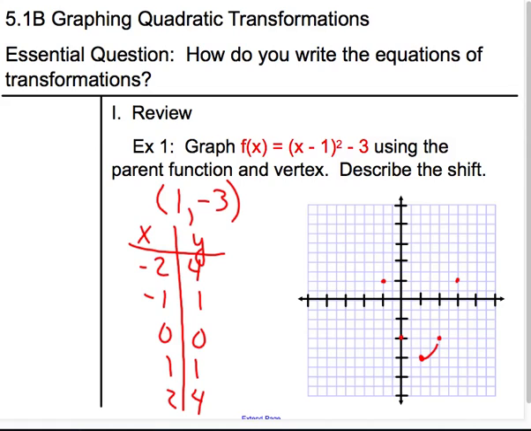Make sure when you're graphing a parabola that you have a curve and not a point. The point would represent an absolute value function. The parabola curves like a U shape.